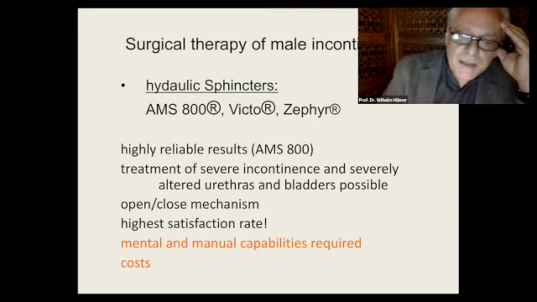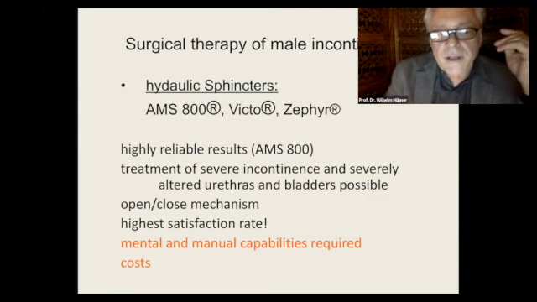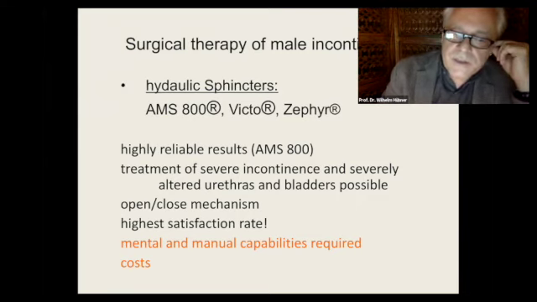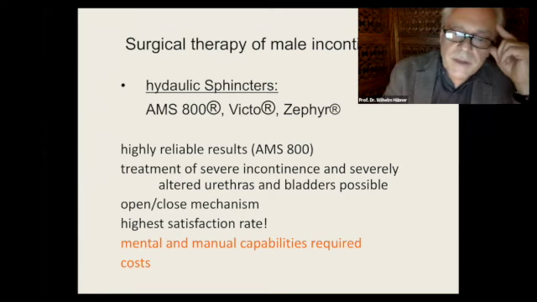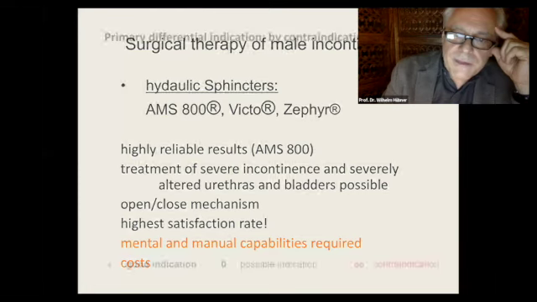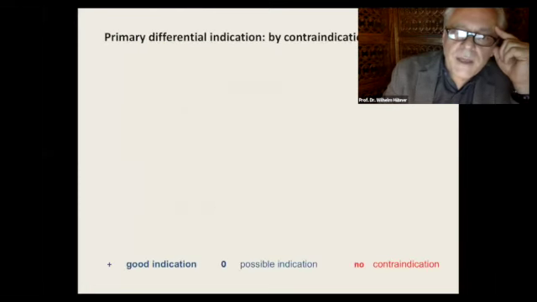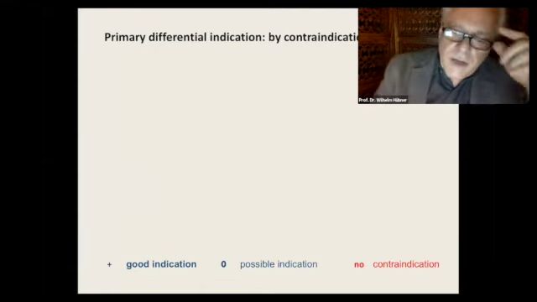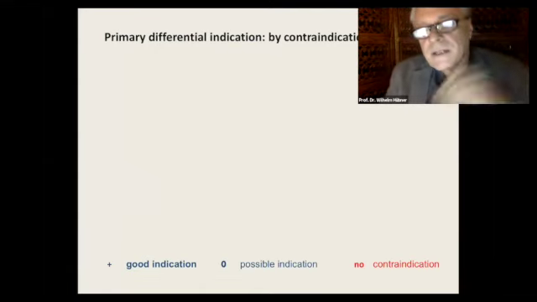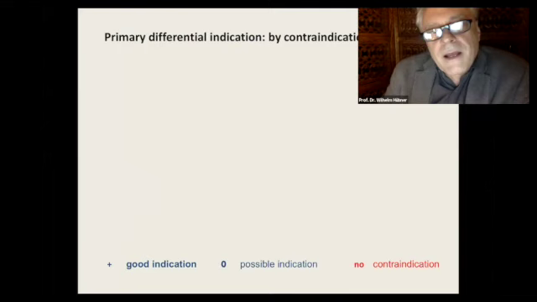However, the patient has to be capable to use it. That means you have mental and manual limits, and in certain systems the costs may play a role. The AUS is about double of the most expensive adjustable sling. So now we know the good and the bad sides of the different implants.